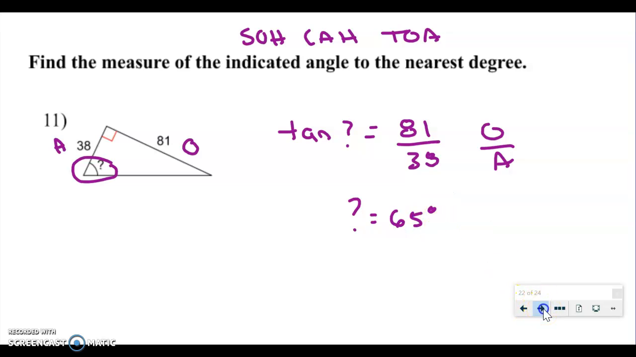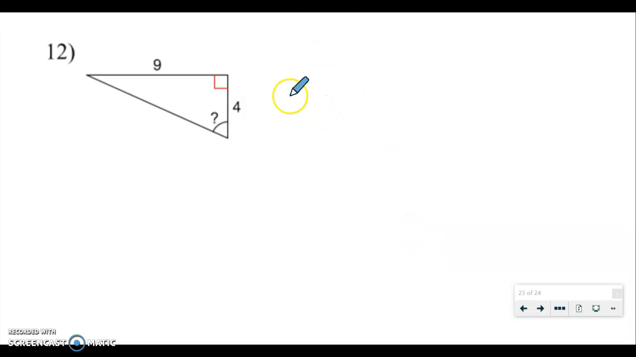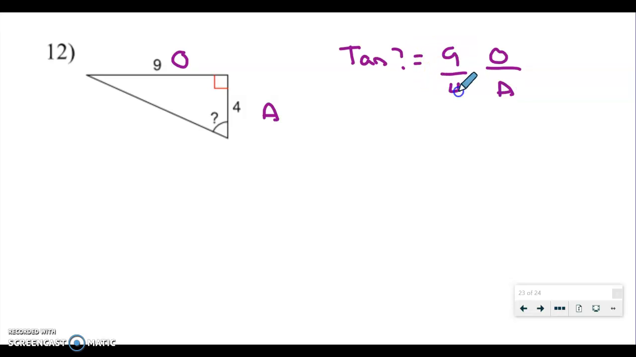Okay? All right. So looking at this one here. So looks like 9 is opposite, 4 is adjacent. Once again, it looks like we're looking at tangents. So tan of whatever the missing angle measure is, opposite over adjacent. So it's 9 over 4. So to find that missing angle measure, I'm going to do tan -1 of 9 divided by 4.